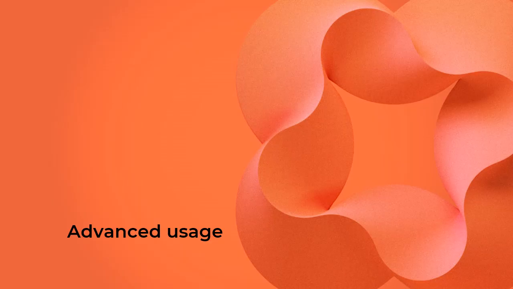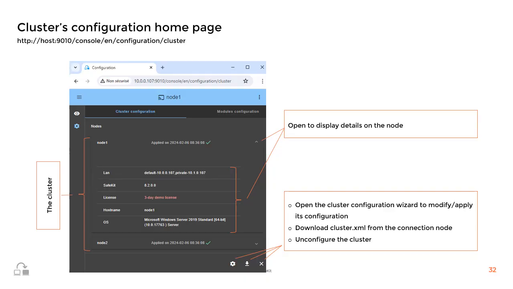Let's now delve into the advanced usage of the SafeKit console. Let's examine the cluster configuration homepage. When the cluster is configured, the cluster configuration homepage becomes available. To access it, click on the configuration icon in the left navigation sidebar, and then click on the Cluster Configuration tab at the top of the panel.